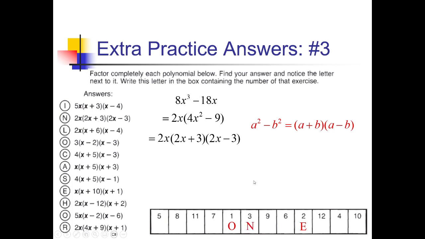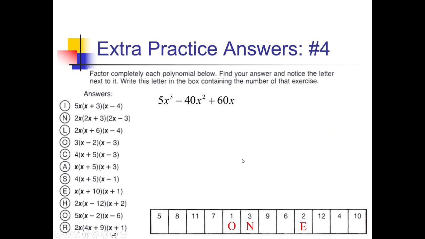On this next problem, I noticed that all 3 of my terms have an x in them, so I can definitely take that out as a common factor. And also 5, 40, and 60 are all divisible by 5. So I can take out a 5, I can take out an x, and now let's see what I have left in my parentheses if I do that. 5x cubed divided by 5x, 5's cancel, x cubed over x is just x squared. And then negative 40 divided by 5 is negative 8, x squared divided by x is x. And then for this last term, 60 divided by 5 is 12, and the x's cancel, so plus 12.